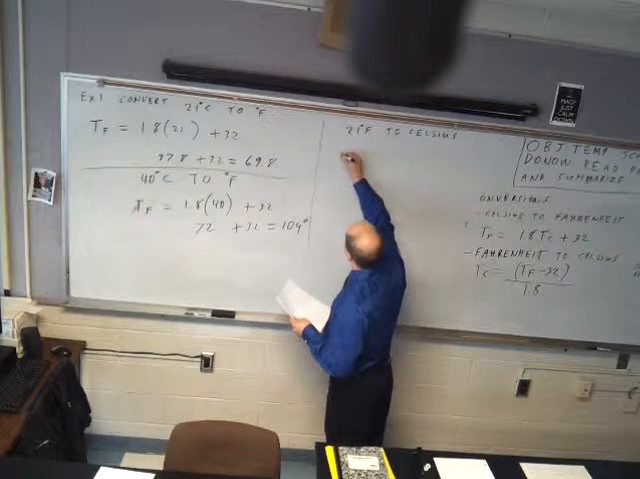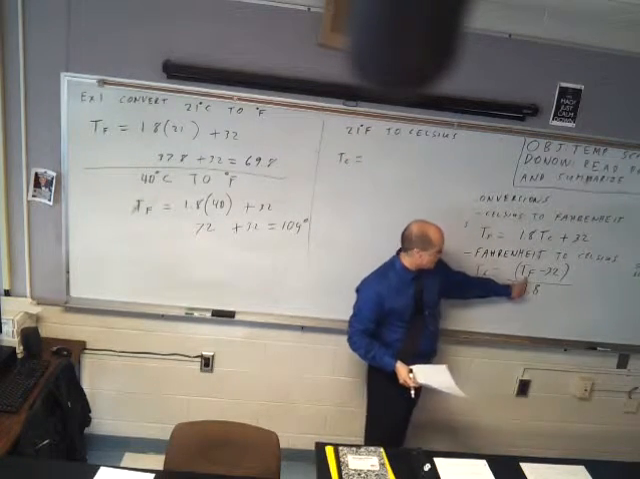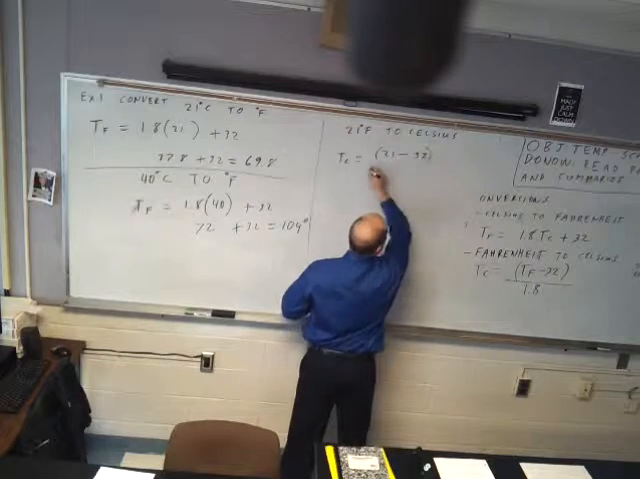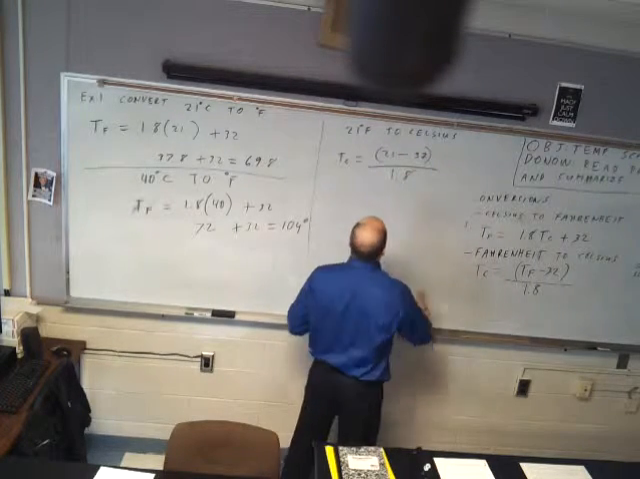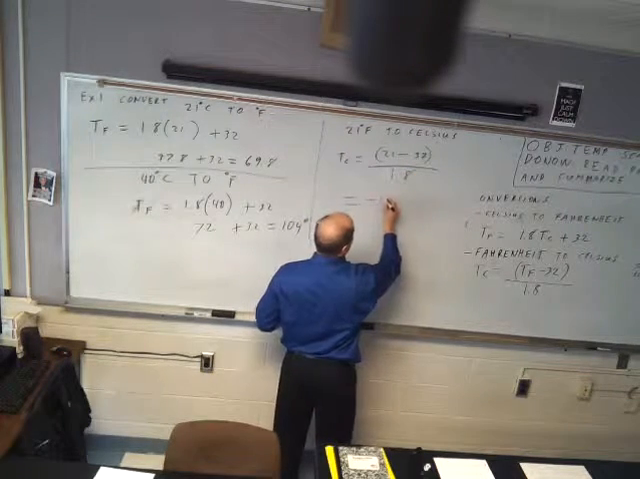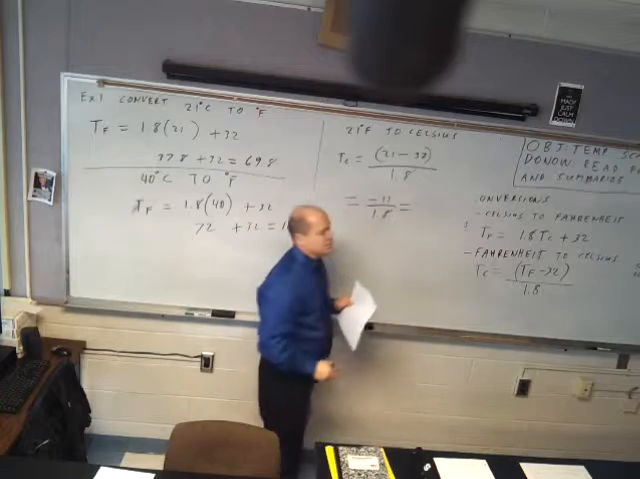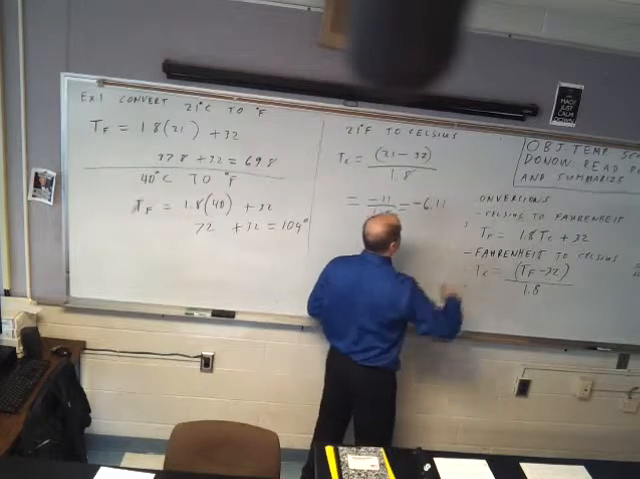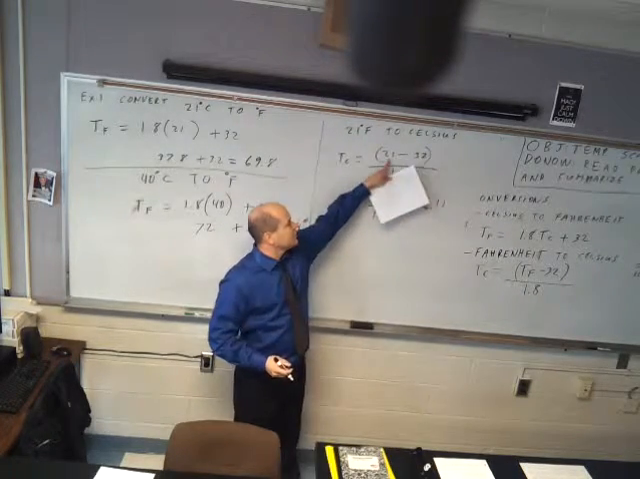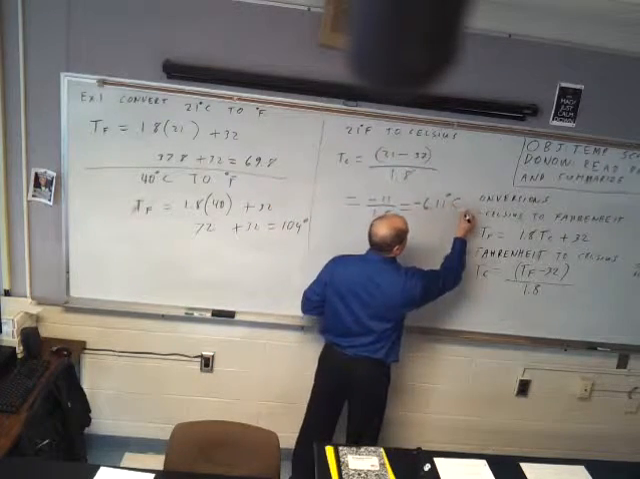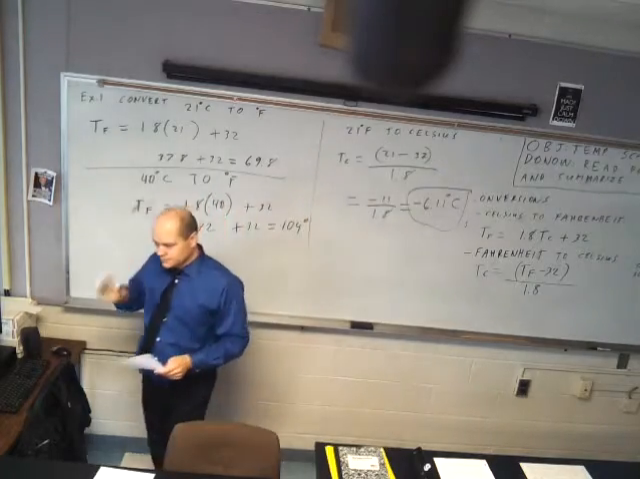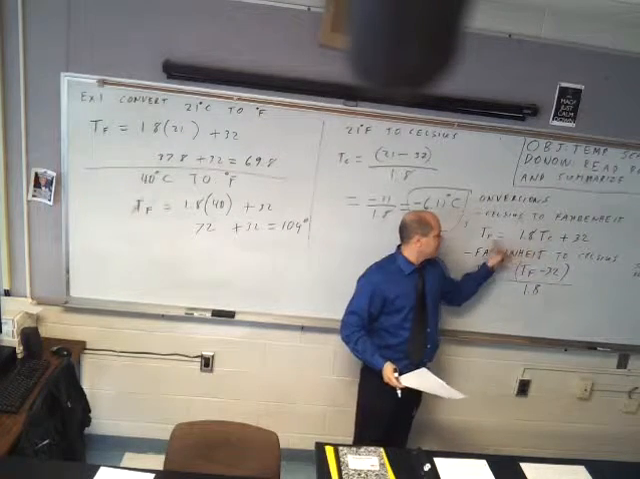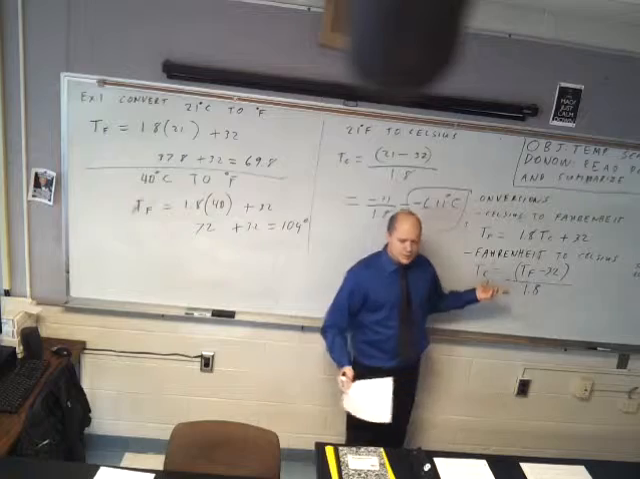All right, so temperature in Celsius equals, we're going to plug in 21 here this time. 21 minus 32 divided by 1.8. So we end up with negative 11 over 1.8. What's that come out to? Negative 6.11. So 21 degrees Fahrenheit is negative 6 degrees Celsius. Questions on that? Everybody gets this, right? If I give you a number in Celsius, you plug it in here and find Fahrenheit. If I give you a number in Fahrenheit, you plug it in here and get Celsius.